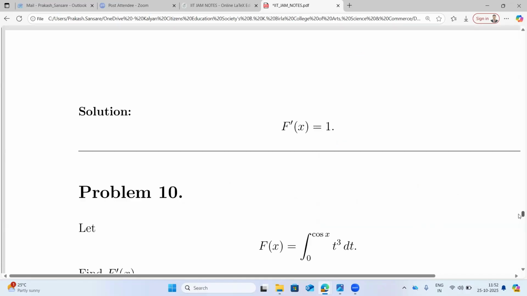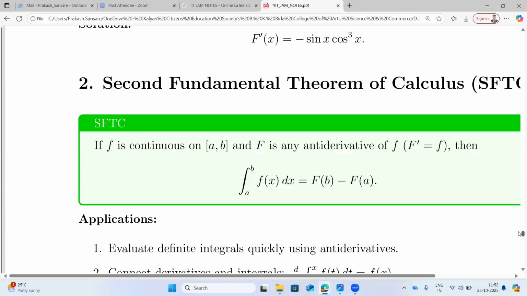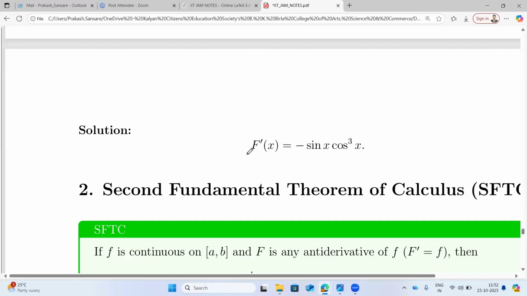And this is the last problem. So I'm sure that now you can easily answer this. It is basically cos cube x into derivative of cos x, that is minus sin x. Is this okay?